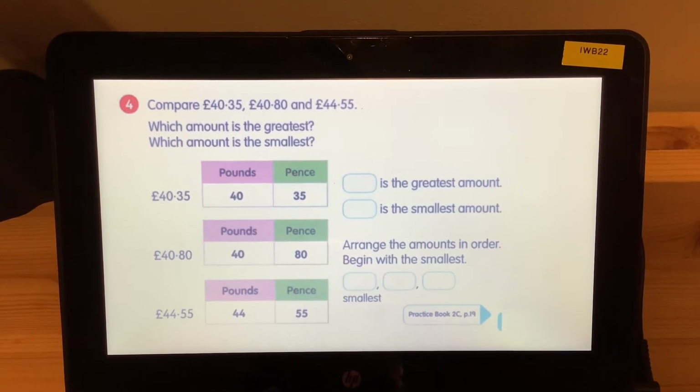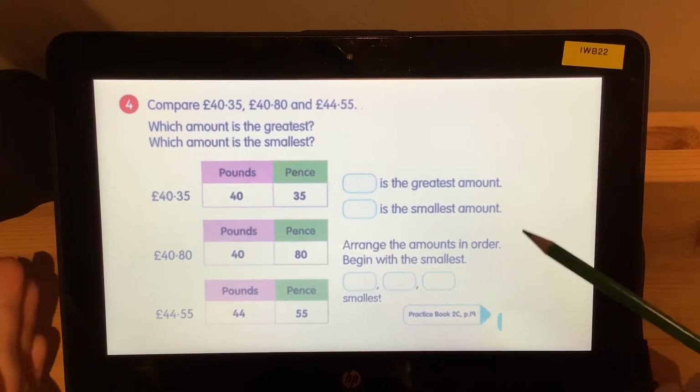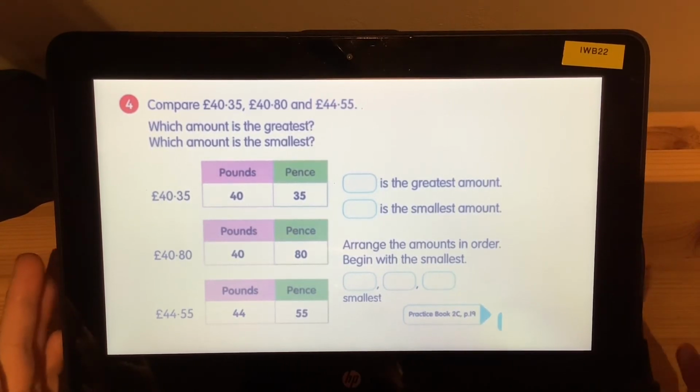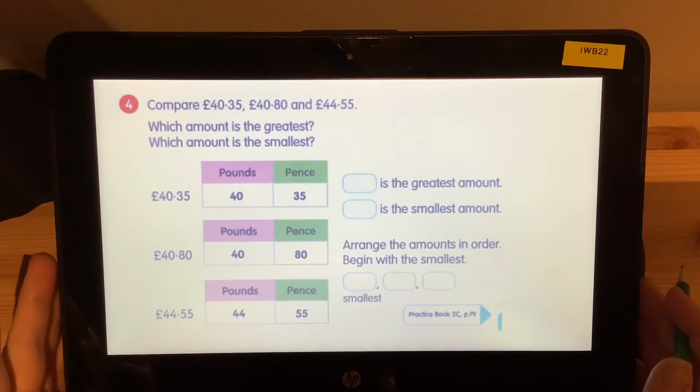Compare £40.35, £40.80 and £44.55. Which is the greatest amount? Which amount is the smallest? Well, let's have a look. What do we do first? In fact, I'd like you to have a go before I go through the answers.